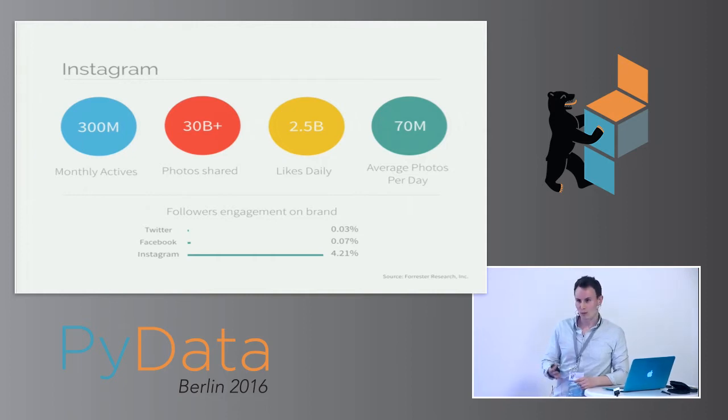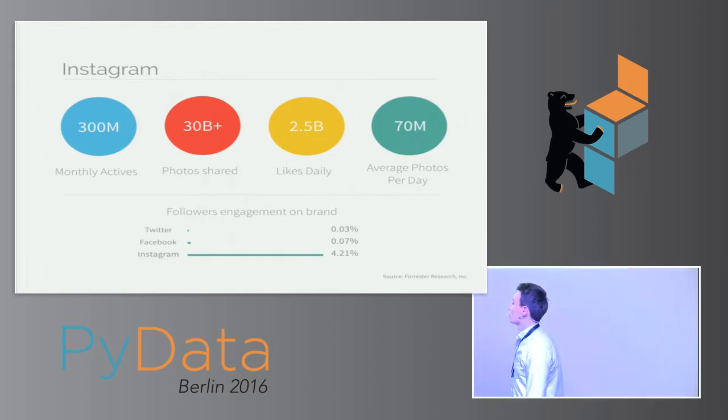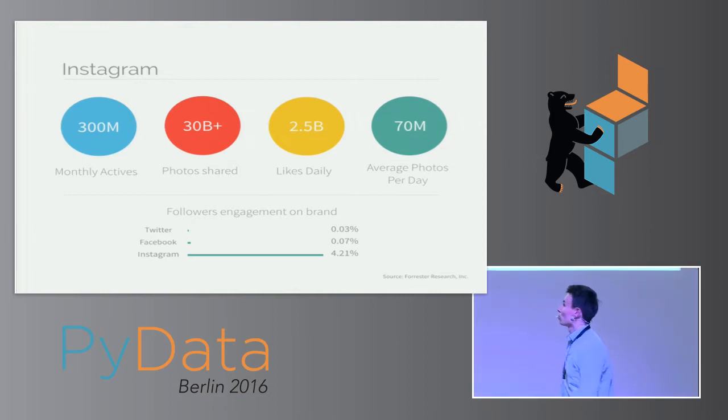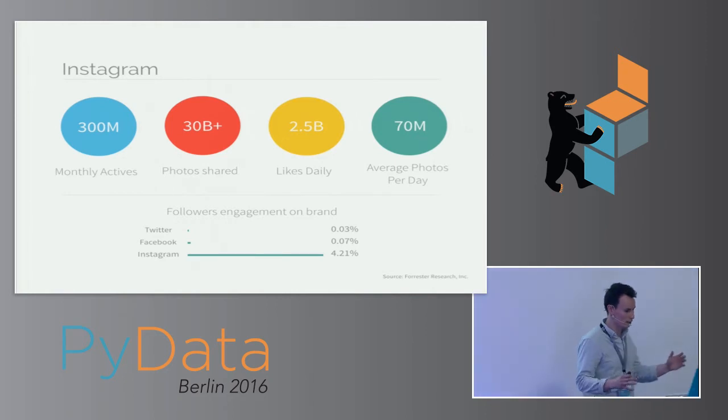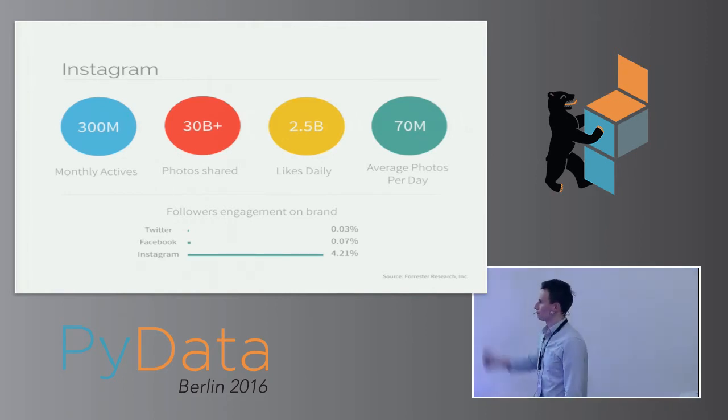Because, you know, Facebook is much more popular in general, but you can see Instagram numbers from the official website. So it's enormous numbers: 300 million active users monthly, 30 billion photos, and 2.5 billion likes every day. So it's an enormous scale. But the most interesting statistic is here in the bottom.